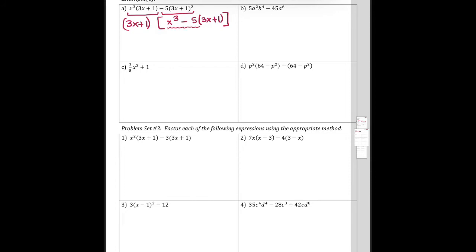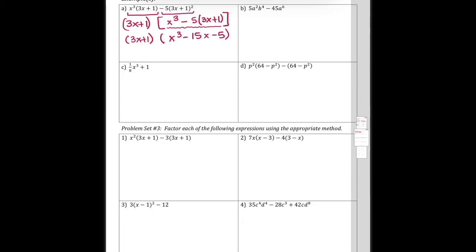And now I'm going to simplify this inside. This can't be factored further, but I can get rid of those parentheses. So I'm going to leave this as it is, my first parentheses, and this would be x cubed minus, distribute the negative 5, so it'll be negative 15x minus 5. You can't factor any of it further, so that's it, it's factored.